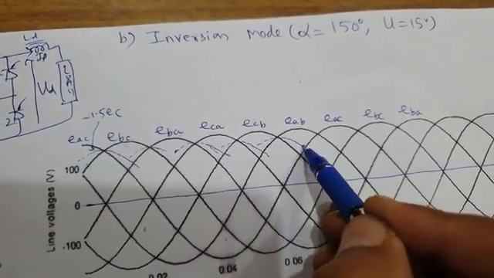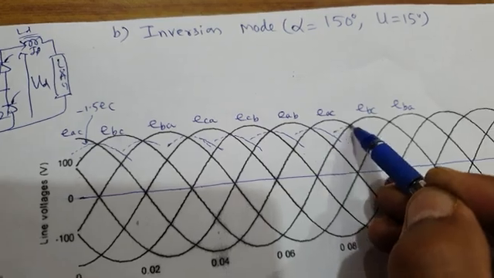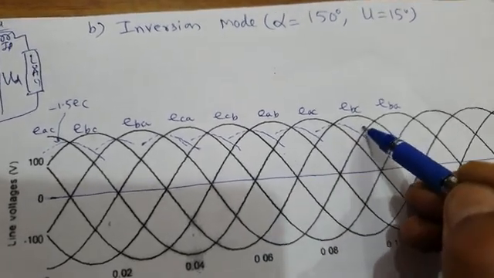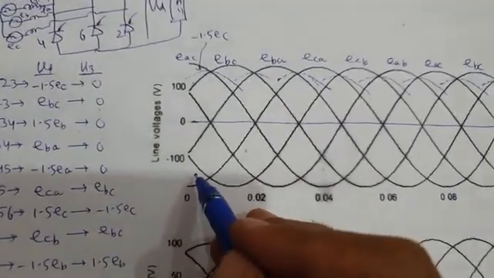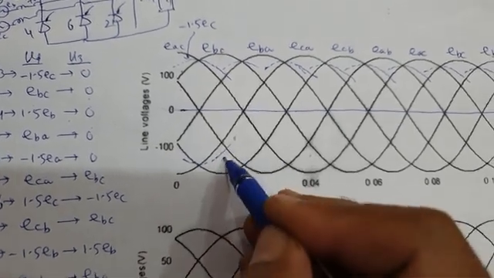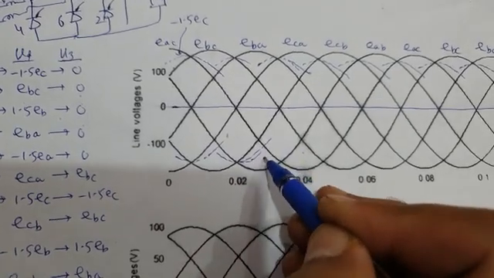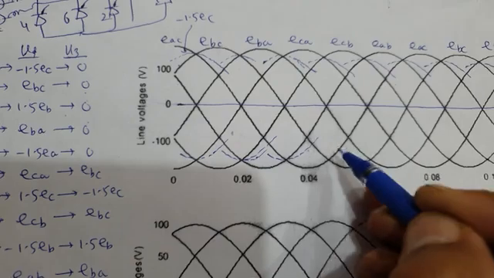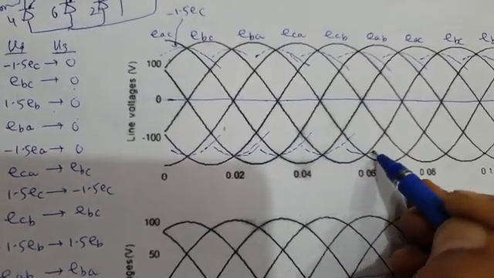You need to draw only a portion of these waveforms, not the complete positive half and complete negative half. You need just portions. Similarly, here you can continue like this. You can continue like this.